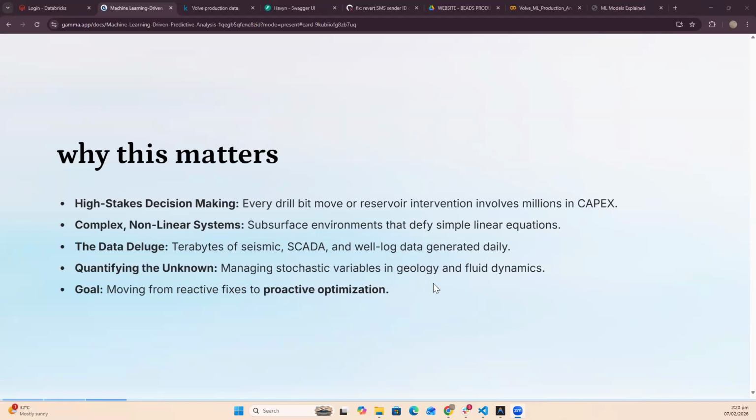Now the goal here is to move from reactive physics to proactive optimization. Basically, we react to problems after they occur, but the goal with machine learning is to predict issues before they occur. With that, machine learning helps us spend less, lose less, and decide better. These are the core reasons why we have to care about machine learning driven predictive analysis.